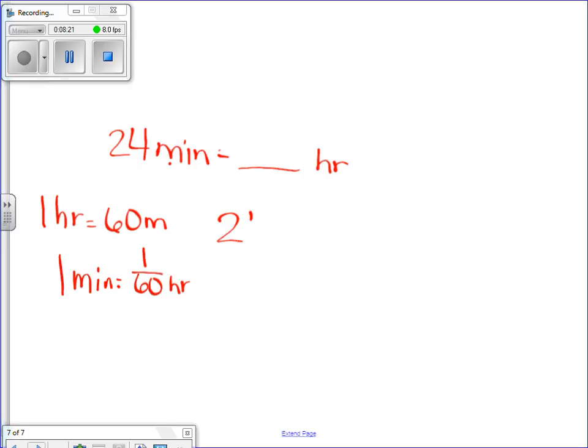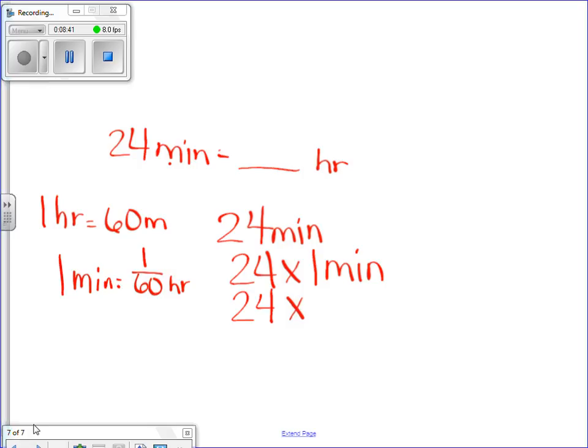So, this is when we're doing the measurement conversion. So 24 minutes. And I do 24 times 1 minute. This is what we did just the other day when we're taking our units. We separate them and then we switch it into what we're doing. So 24 times, now my minute, I'm trying to turn it into an hour. 1 minute is equal to 1/60th of an hour.